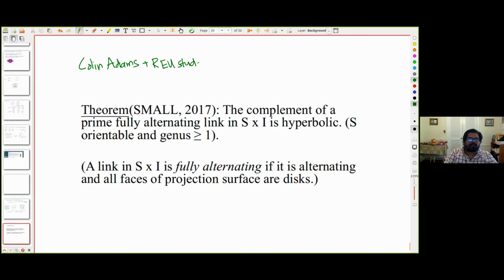And it was independently also done, not the same theorem, but a similar theorem, by Jessica Purcell and Josh Howie. They looked at links in thickened surfaces and the hyperbolic geometry of it. What it says is that the complement of a prime fully alternating link in S cross I is hyperbolic. And there are some more definitions, but I've gone over time.